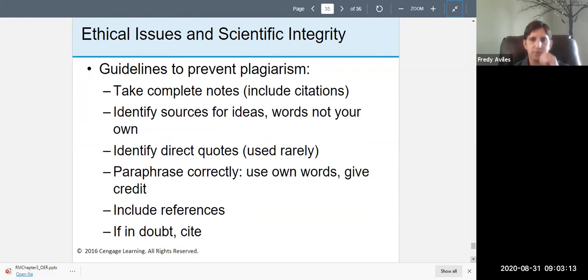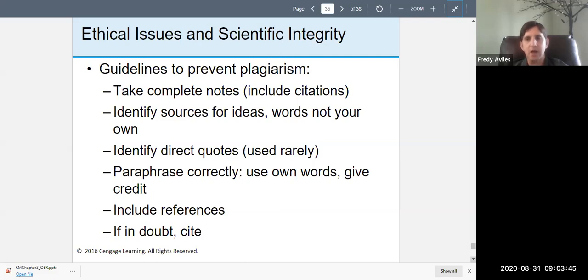Guidelines to prevent plagiarism. Here's some guidelines. You don't have to actually go read that book. One is take complete notes, okay, including citations. So when you do your search and you find things that are useful, take notes, okay? You might want to highlight the sections that are important, and then write it in your own words, and still have a citation there. Have the author's name, right, and the year in which it was published, and keep track of things. Take careful notes, okay, so you know where things are coming from.